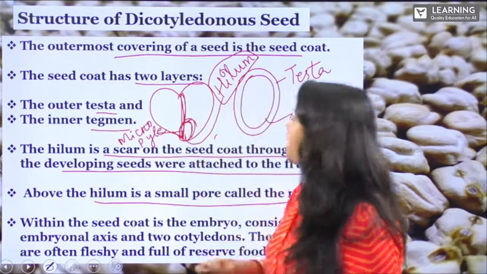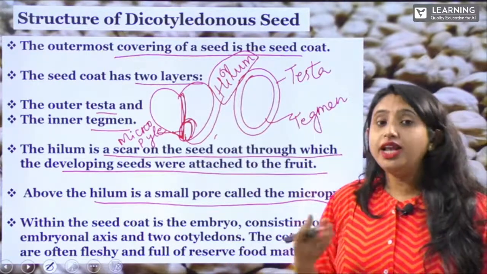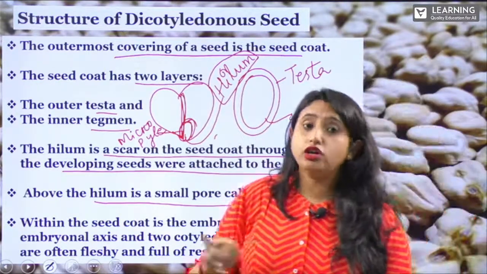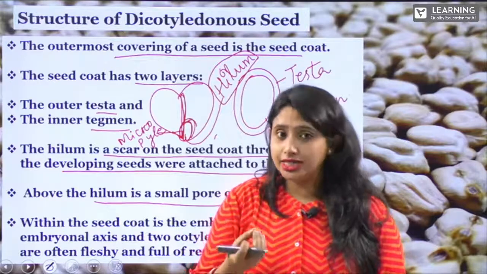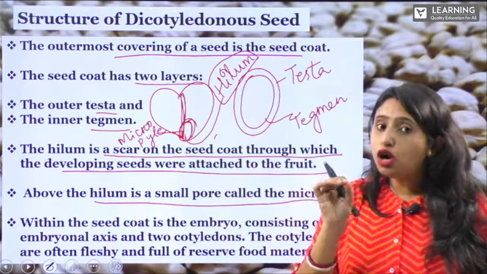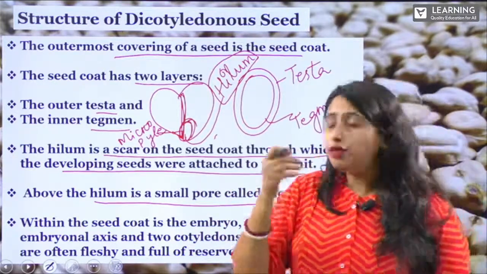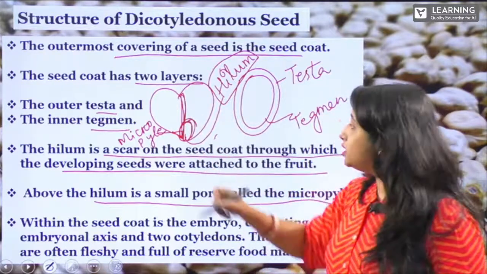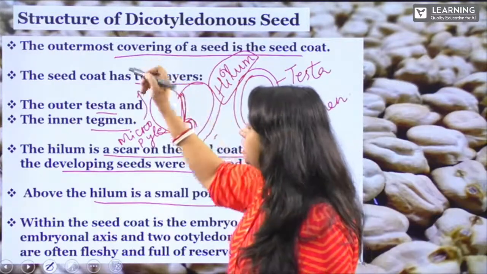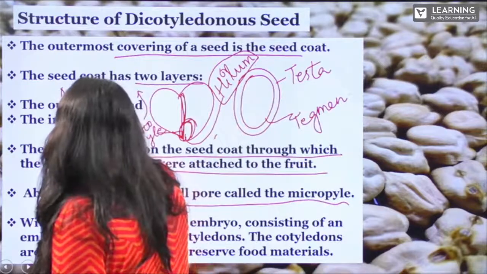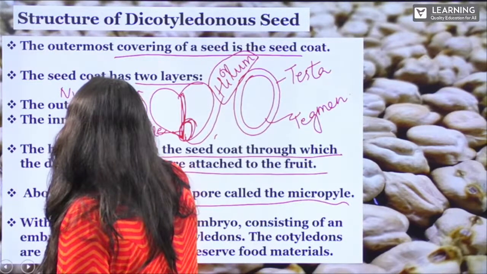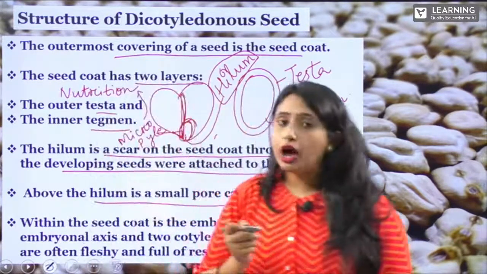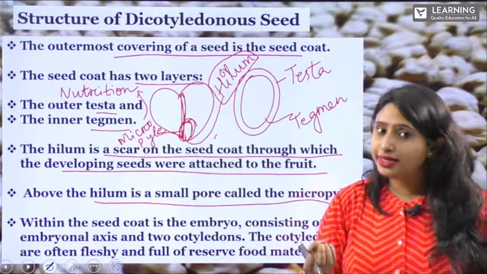Now what is this micropyle? This micropyle helps in the transfer of nutrition inside the seed. It is a small pore which is present above the hilum. So what does it help in? In the transfer of nutrition to the developing embryo inside the seed.